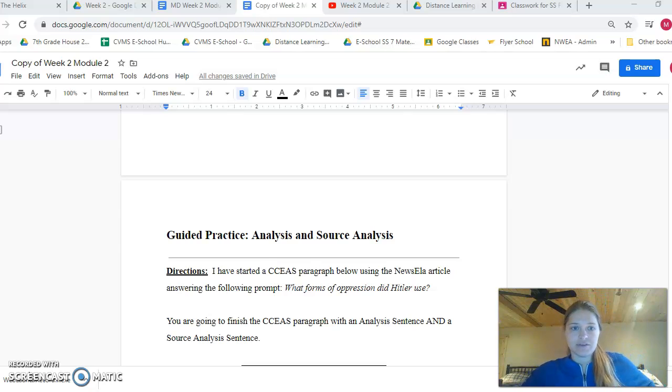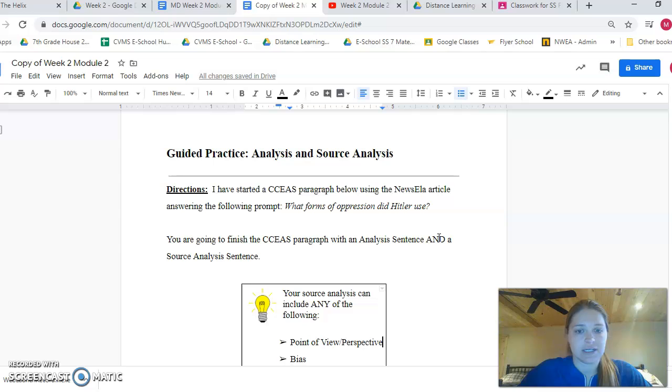And now we're going to move on to our guided practice for the day, which is going to be about analysis and source analysis. So the directions. I have actually started a CCEAS paragraph for you, and you are going to complete it with the analysis and the source analysis. Okay, so the question that you are going to answer is, what forms of oppression did Hitler use?